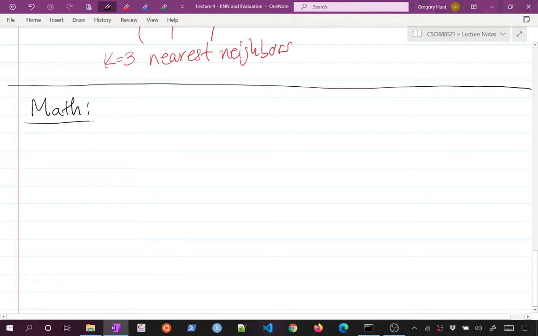So you could write this out mathematically. Honestly, the pictures and description are the best way to learn KNN.